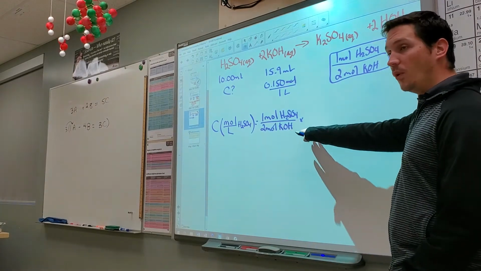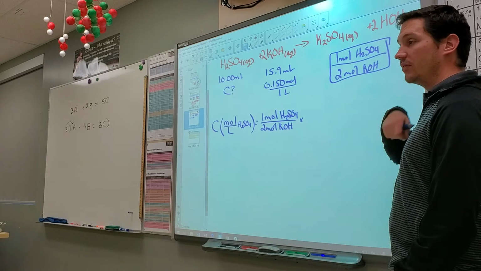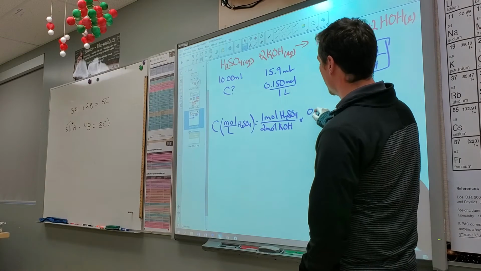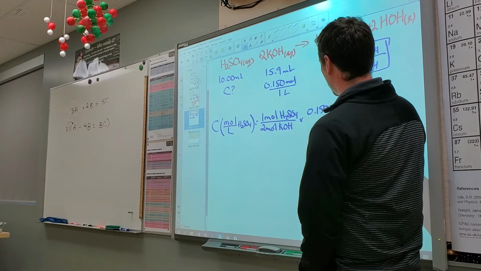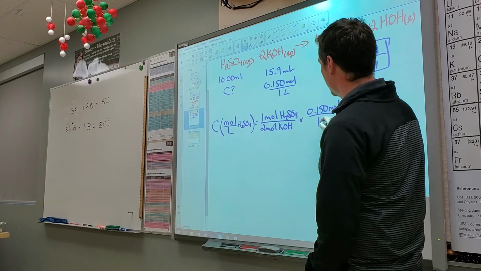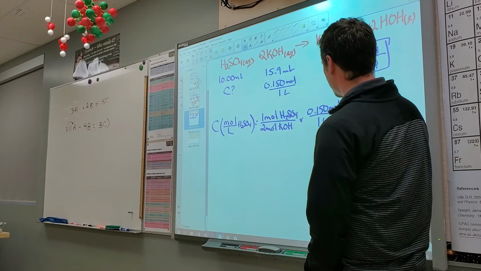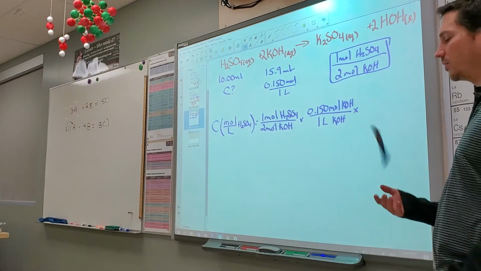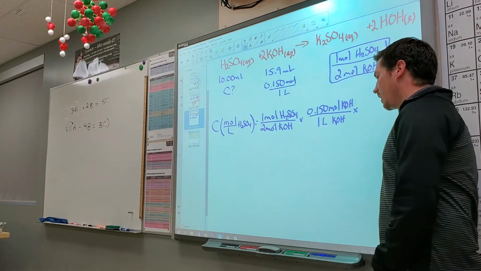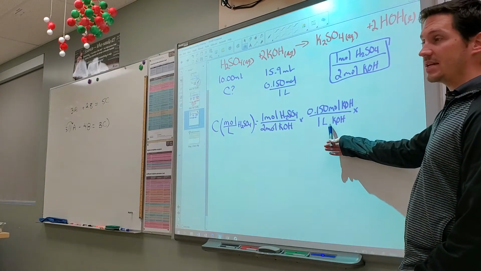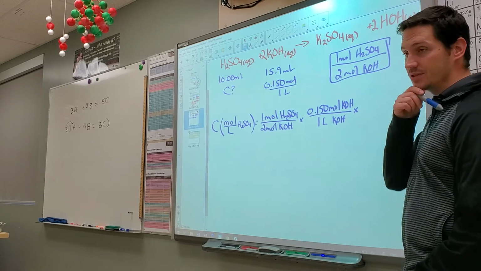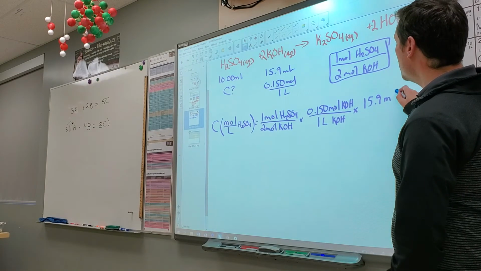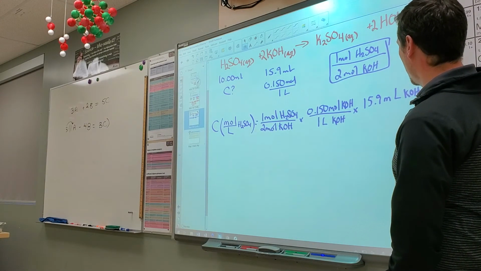Can you cancel out moles of potassium hydroxide with anything? Look under potassium hydroxide, are there moles? Yes, the concentration. Moles of potassium hydroxide for every 1 liter of potassium hydroxide. Remember, every time I write a unit, I'm going to write what substance that unit belongs to. Now I need to cancel out liters of potassium hydroxide. Do you have anything to do with liters of potassium hydroxide? Yes, 15.9 milliliters of potassium hydroxide.